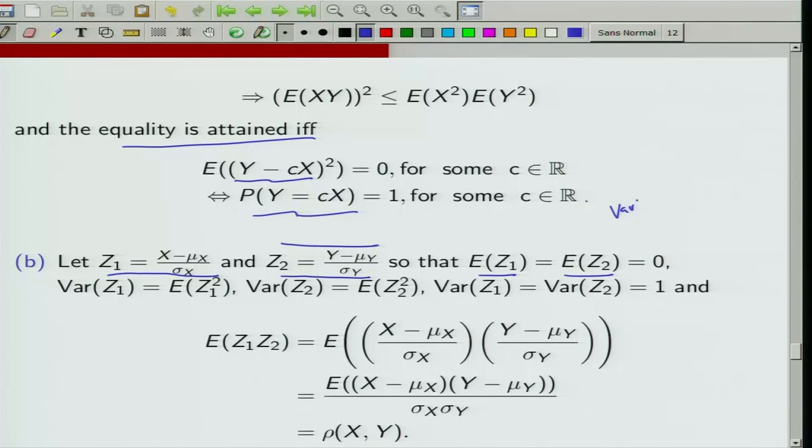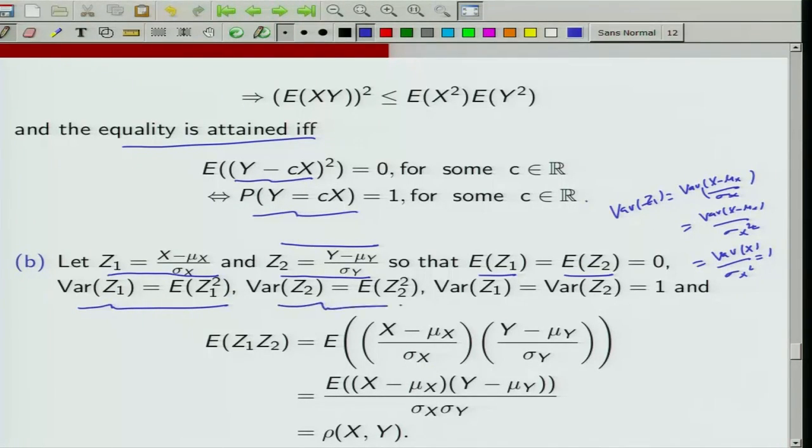Variance of z1 is nothing but the variance of (x minus mu x) by sigma x, which is the same as the variance of (x minus mu x) divided by sigma x square, because you know that variance of a times x is the same as a square times variance of x. But the variance of x minus mu x is the same as the variance of x, because the variance of x plus a constant is the same as the variance of x. So, you get sigma x square by sigma x square, which is 1. So, the variance of z1, which is equal to the expected value of z1 square, is 1. By the same logic, the variance of z2, which is equal to the expected value of z2 square, is 1. So, the variance of z1 is the same as the variance of z2, which is 1.